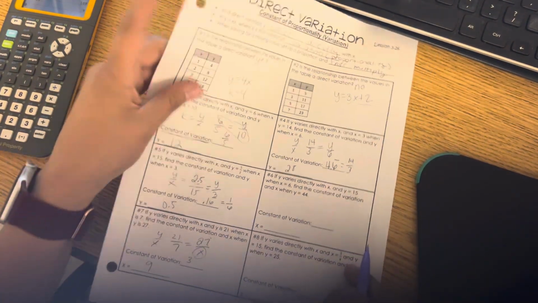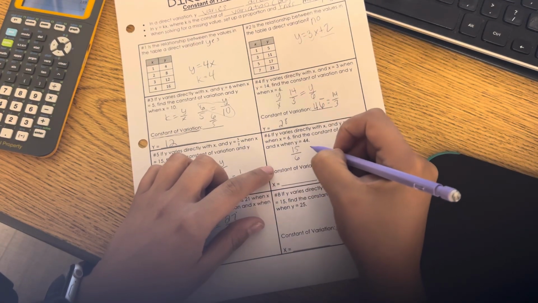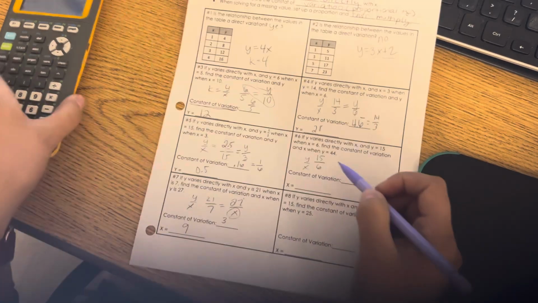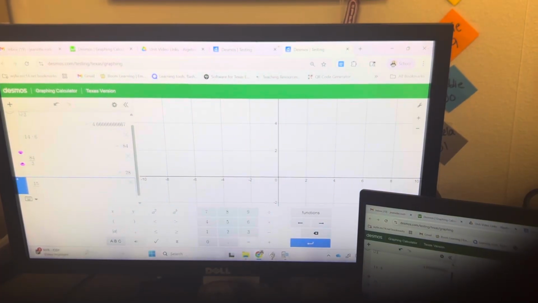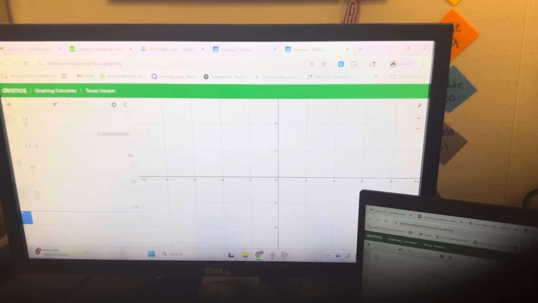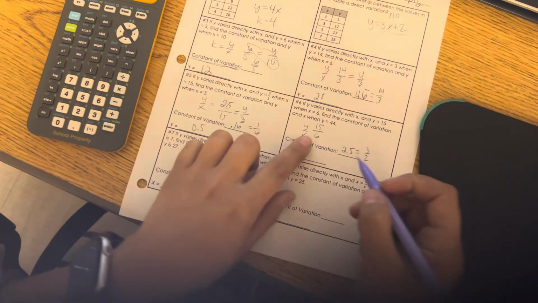Next one, if y varies directly with x and y is 15 while x is 6, I'm going to put 15 over 6 because it's y over x. And then find the constant of variation. So again, if I want to use Desmos, it would just be 15 divided by 6, which would be 2.5. If I wanted to find the fraction equivalent, I would just hit the fraction icon, which would be 3 over 2 simplified.